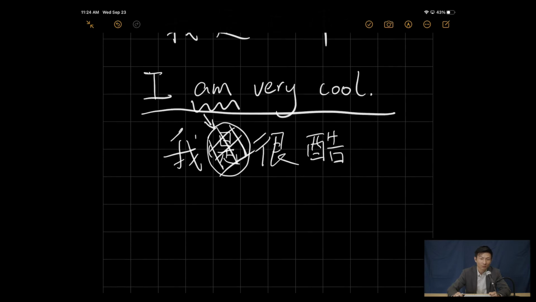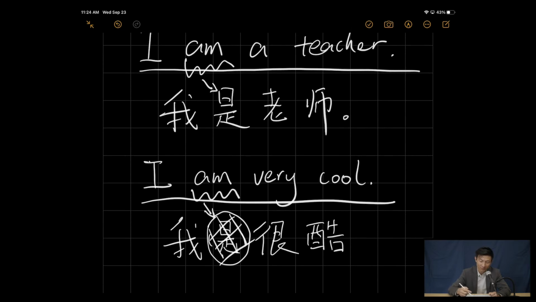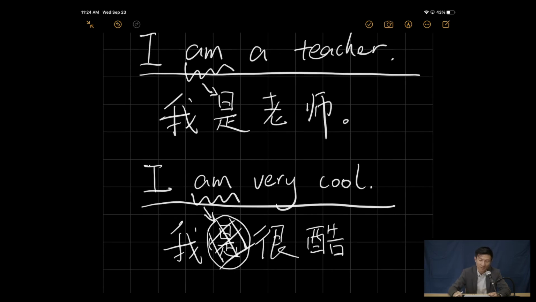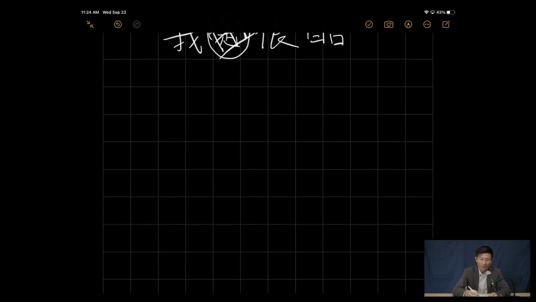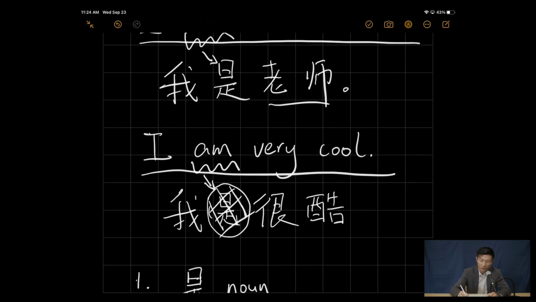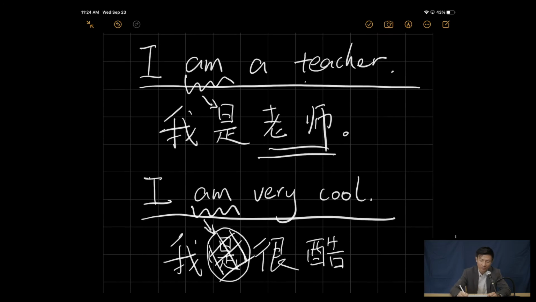So why? What's the reason? Why do we use 是 for am in one sentence, and we don't use anything for am in the other sentence? So here, a couple of notes. Number one, 是 is only used to connect nouns. So after 是, you should have a noun. And if we go back and take a look, 老师 is a noun. Teacher is a noun. I'm a teacher.